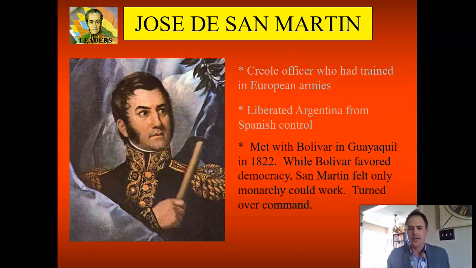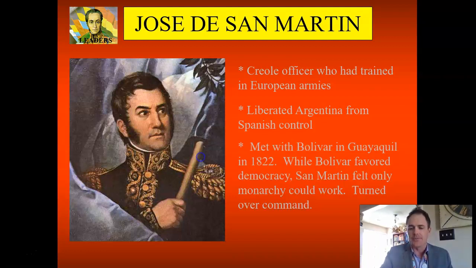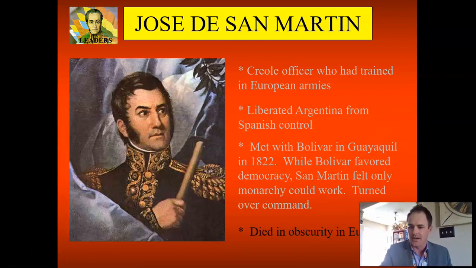He meets with Bolivar, and they had different ideas about, again, what post-independence would be. Bolivar favored democracy. San Martin felt only monarchy could work, right? Constitutional monarchy. That's not what the people wanted. It's not what the people demanded. And he ends up moving to Europe and dies in obscurity.